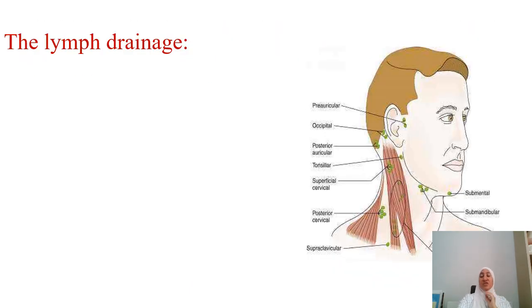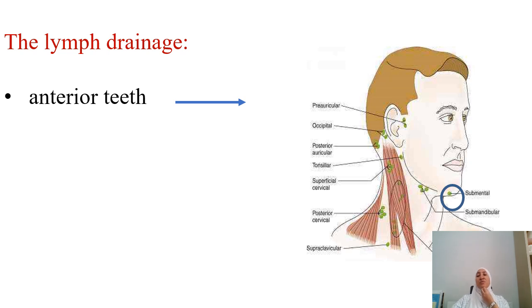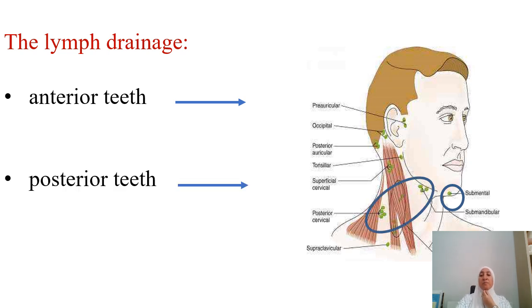Regarding lymph drainage, any inflammation or infection in the pulp will be drained into the lymph nodes. Anterior teeth will be drained into the submental lymph nodes, while the posterior teeth will be drained into the submandibular lymph nodes and even could reach the posterior clavicle, but that is very rare. Thus, the patient could suffer from pain in their lymph nodes.